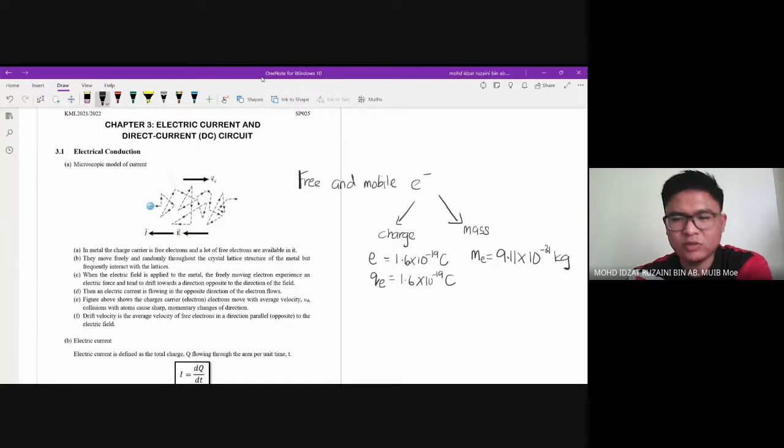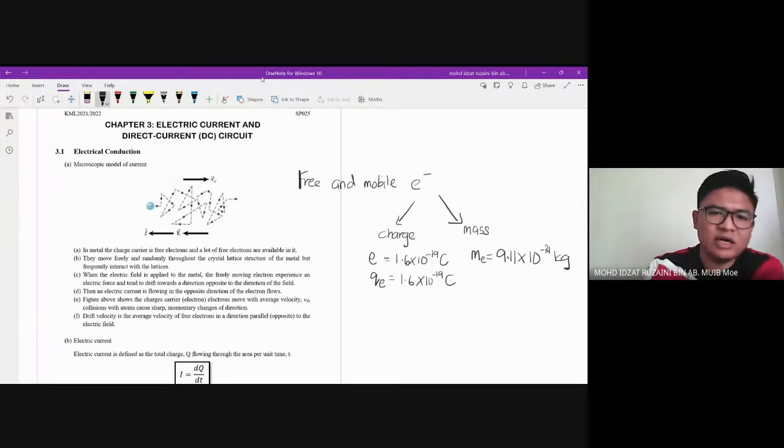Okay, so this one only intro about the electron. So kamu kena faham tentang benda-benda inilah sebelum kita teruskan dengan benda-benda lain. Okay, so this is about the physical properties of the electron lah. Kamu ada charge, kamu ada mass. Okay, so apa yang berlaku sebenarnya in the material.